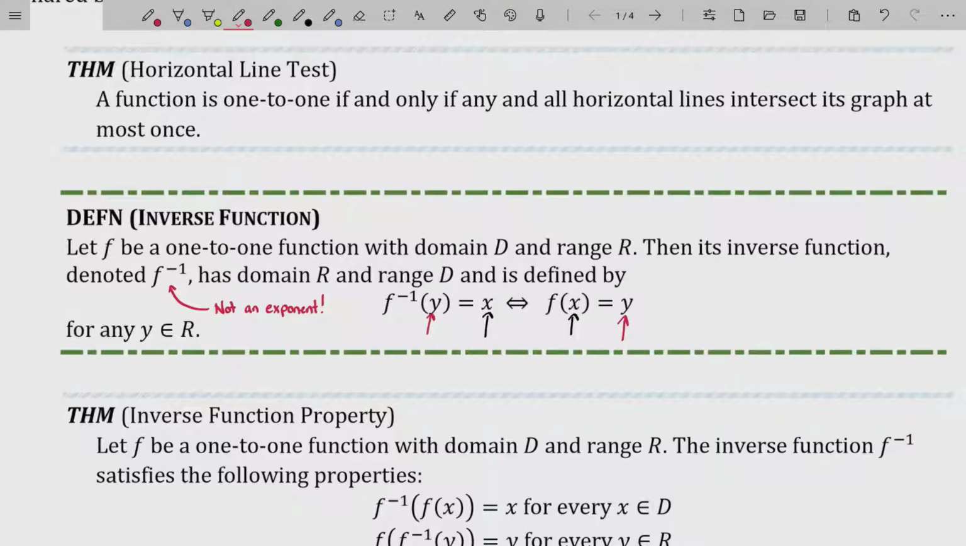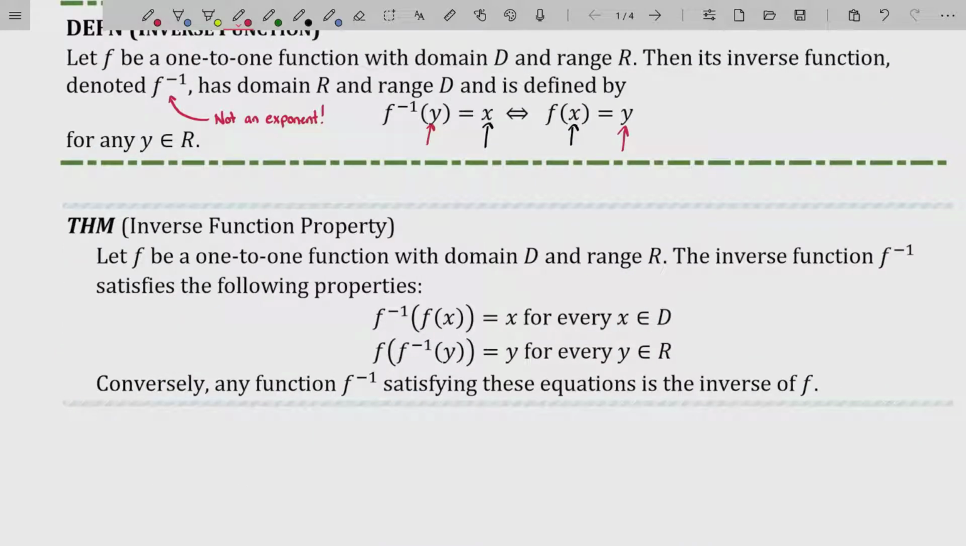That's how that works. You should also recall the inverse function property, which basically says that if you compose a function with its inverse, they undo each other. So f inverse of f of x will return x. f of f inverse of y will return y. And that's how that works.